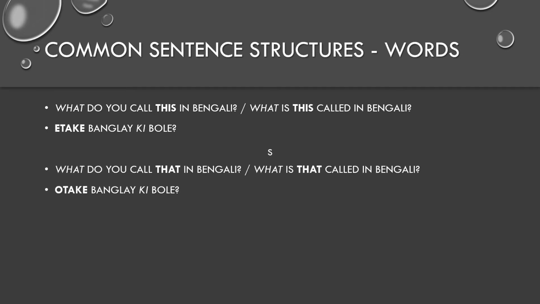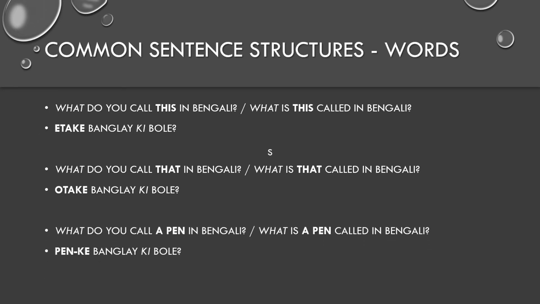Just for a couple more examples. Now, how do we say what is that called in Bengali? It will be ওটাকে বাংলায় কি বলে? এটাকে বাংলায় কি বলে is what is this called in Bengali? ওটাকে বাংলায় কি বলে is what is that called in Bengali? And if you want to put in any object in the place of this or that in the sentence, that will become like this one. What is a pen called in Bengali is pen ke banglaয় কি বলে? Pen ke banglaয় কি বলে?